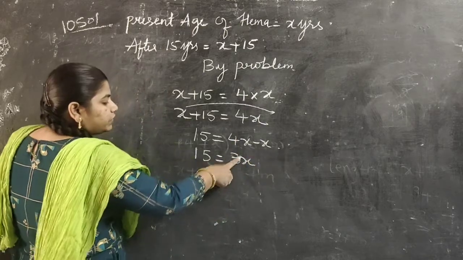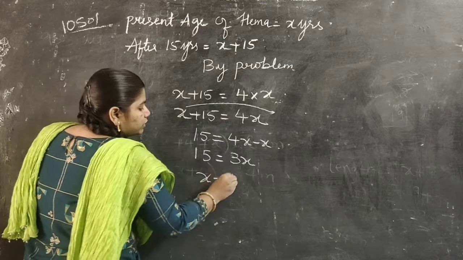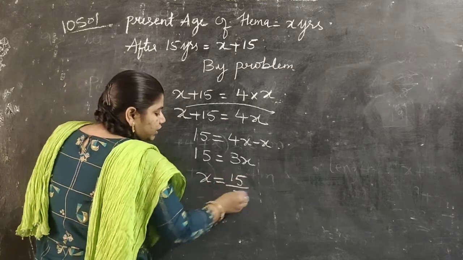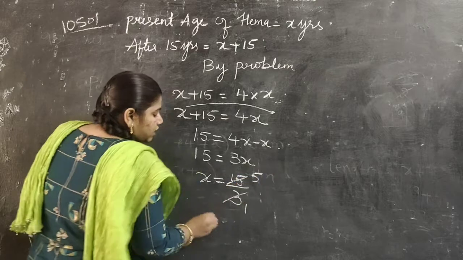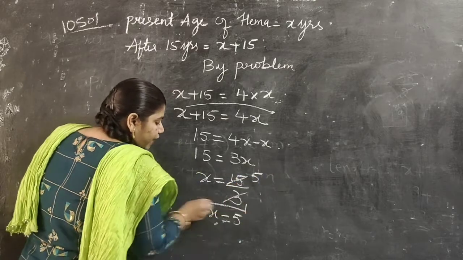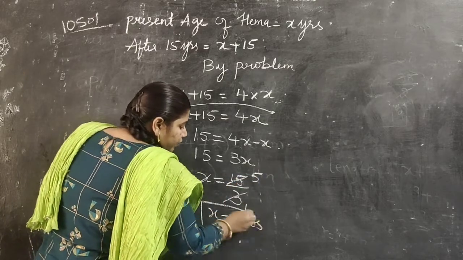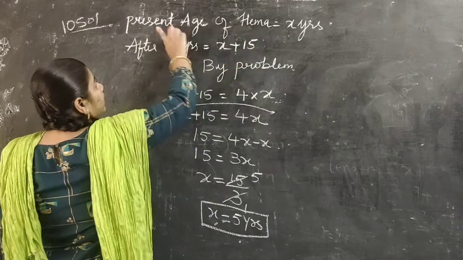Now transpose this 3 to the other side. So x is equal to 15 by 3. 3 ones are 3, 5 threes are 15. So what is the x value here? 5. x is nothing but 5 years. So x is the present age.